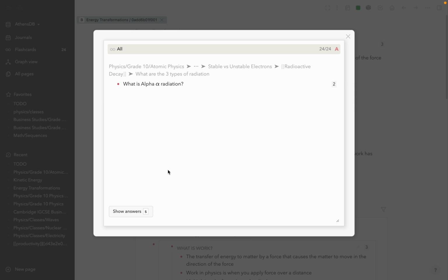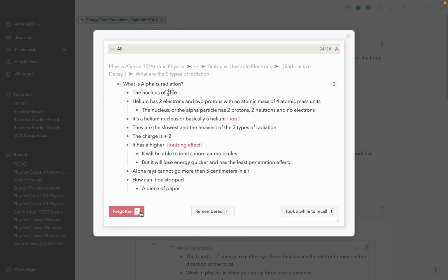And what else? It has a high ionizing energy, but it doesn't travel a long distance, it has low penetrative potential and can be stopped very easily. So let's just say show answers. And now you can see here, if I didn't quite remember it fully.